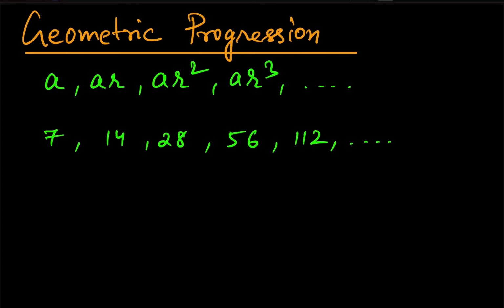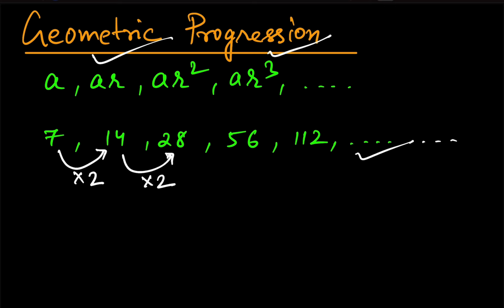So let's see the geometric progression. Suppose, for example, this is a series. Here you can see that 7 into 2 becomes 14, then 14 into 2 becomes 28, 28 into 2 becomes 56, then 56 into 2 becomes 112.